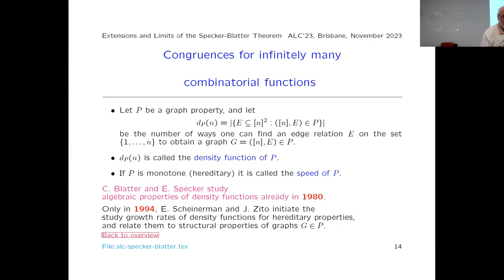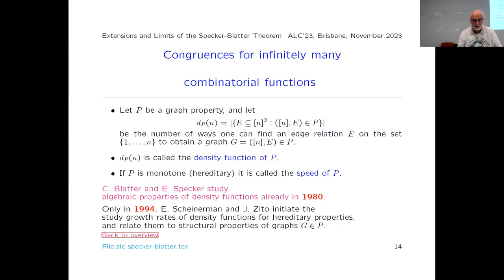So it's really sets. If you want graphs with one edge, you have all the possibilities of choosing your two points for having an edge. It's a bigger number. We call this a density function. And if P is monotone or hereditary, it is called by the school of Bollobás the speed of P, or growth. Blatter and Specker studied algebraic properties of density functions already in 1980.